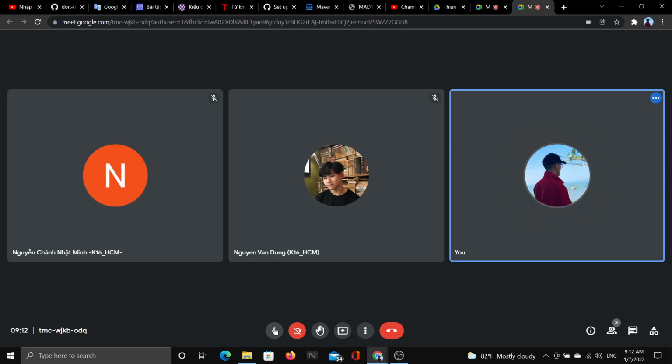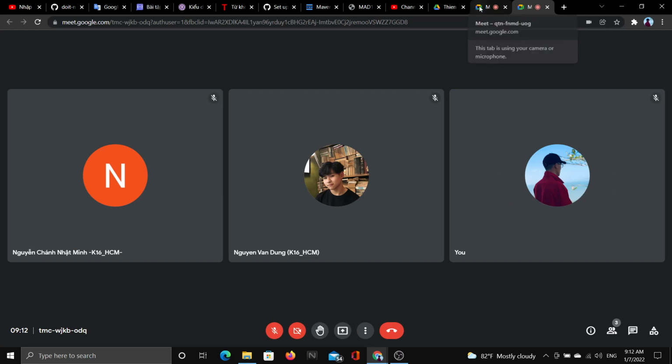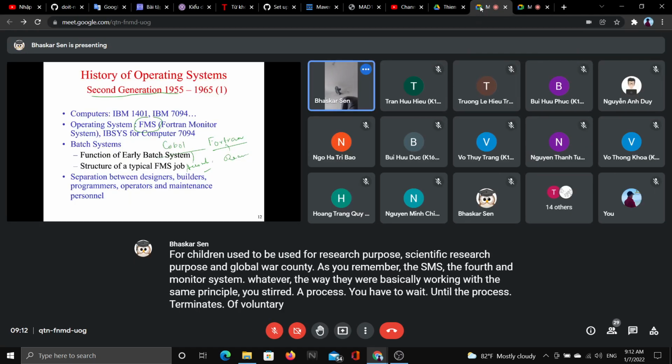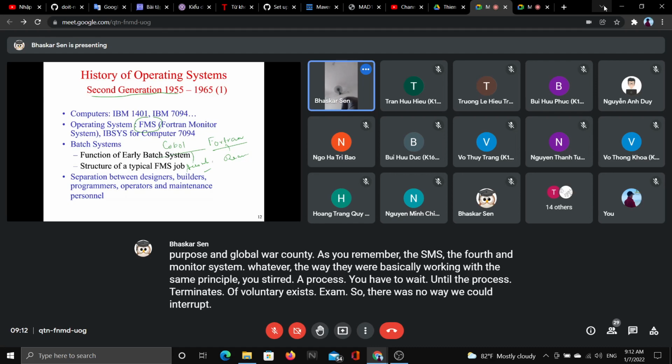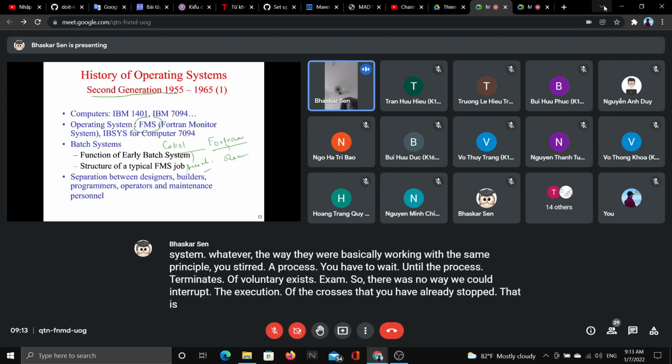until the process terminates or voluntarily exits the RAM. So there was no way we could interrupt the execution of the process that you have already started. That is the true nature of batch systems. Remember this word, batch systems.